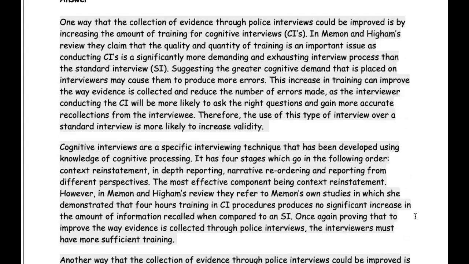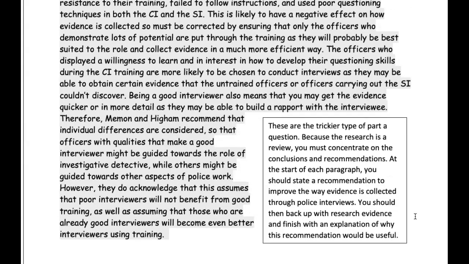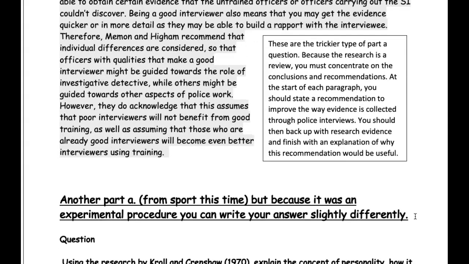For a 10 marker, you're probably going to be coming up with at least 3 or so paragraphs, just with the recommendations for that. And I've written there, these are the trickier type of Part A questions because the research is a review. You must concentrate on the conclusions and recommendations at the start of each paragraph. State a recommendation to improve the way evidence is collected. You should then back it up with research evidence. Okay, right, now, those ones are probably the trickier ones.